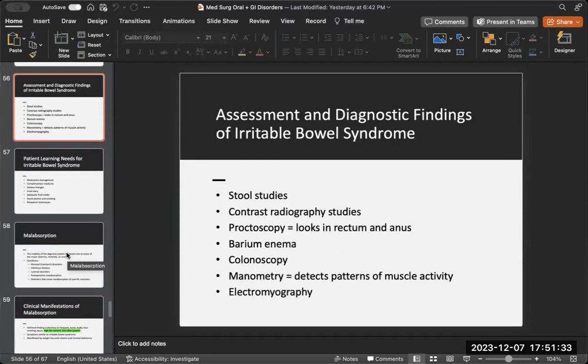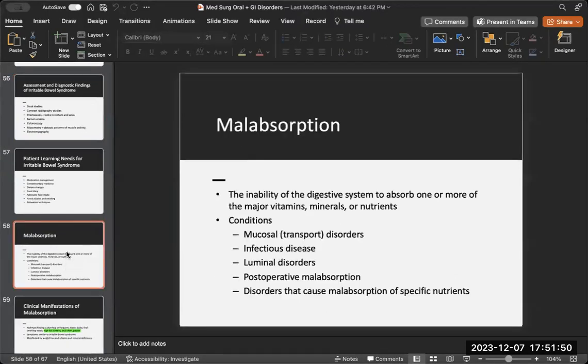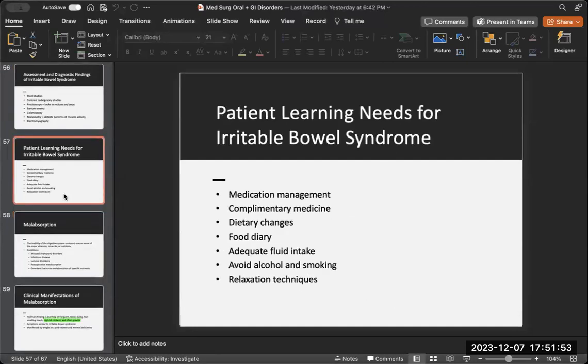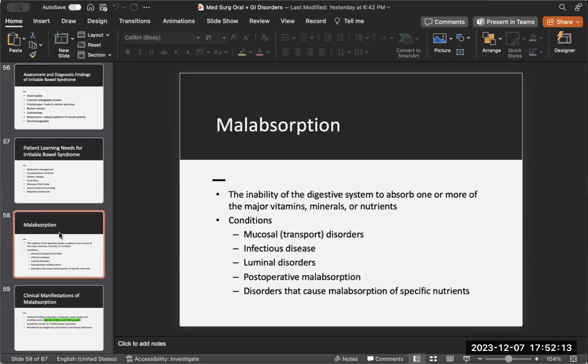So, how do we look at this? Well, we look at stool studies. We could do a proctoscopy, which is looking at the rectum and anus, a barium enema to kind of see what's going on, and a manometry, which means it detects patterns of muscle activity in that rectum area. Now, oh, sorry, I skipped one. So what do we teach them? Like I said, to avoid triggers, to keep a food diary so we know if there's anything that's related to the food, implement any diet changes if it is related to food, make sure they have good fluid intake, avoid alcohol and smoking, that's for everything, and relaxation techniques, especially if the trigger is due to stress.